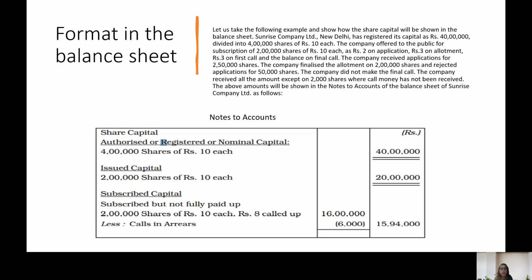The above amount will be shown in the notes to account of the balance sheet of Sunrise Company Limited as follows. So now notes to account. This will be shown in the balance sheet as notes to account, right? After the balance sheet it is done.